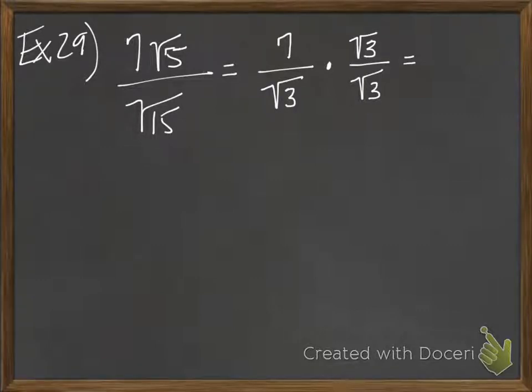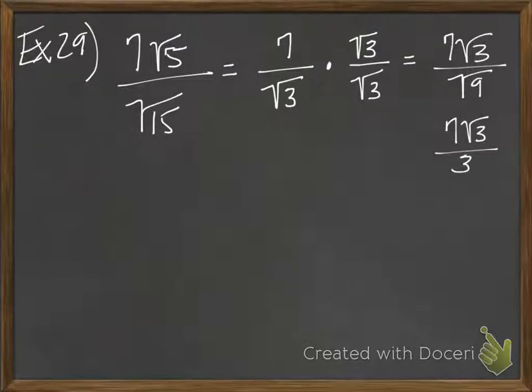Top times the top gives me 7 square root of 3. Bottom times the bottom gives me square root of 9. That bottom number should always be a perfect square if you did the process of rationalizing correctly. So it gives me 7 square root of 3 over what? 3. Will 7 over 3 reduce? No. Can the 3 in the bottom go into the 3 in the top? No, because one's an inside number and one's an outside number, so you're finished.